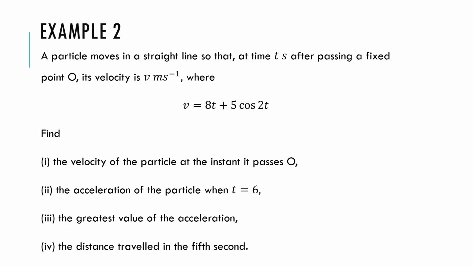Example 2. A particle moves in a straight line so that at time t second, after passing a fixed point O, its velocity is v meter per second, where v is equal to 8t plus 5 cos 2t. Find part 1, the velocity of the particle at the instant it passes O. Part 2, the acceleration of the particle when t is equal to 6. Part 3, the greatest value of the acceleration. And part 4, the distance traveled in the 5th second.